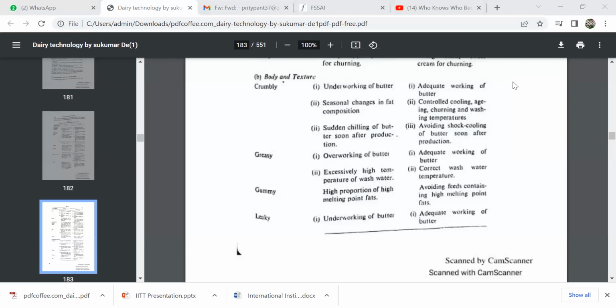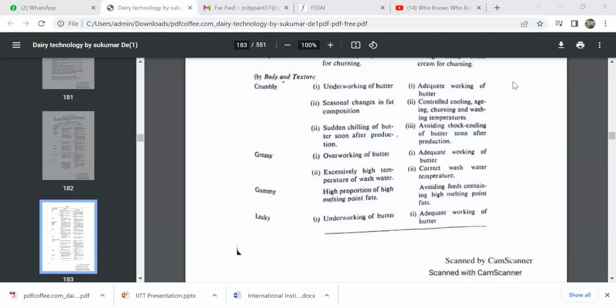Spongy or weaky body due to inadequate cooling and aging, too high temperature of churning cream, high proportion of low melting point fats. तो इसको प्रिवेंट करने के लिए एडिक्वेट कूलिंग, churning should be at optimum temperature, adjusting churning conditions. ठीक. Next defect is sticky due to overworking of butter. उसके लिए हम adequate working करेंगे.